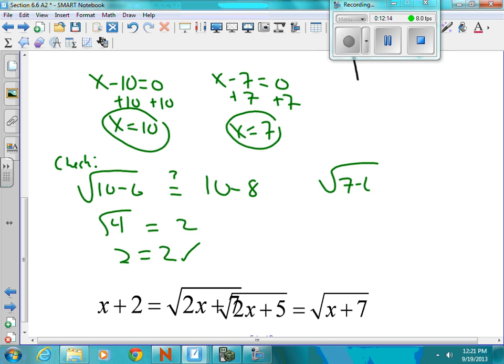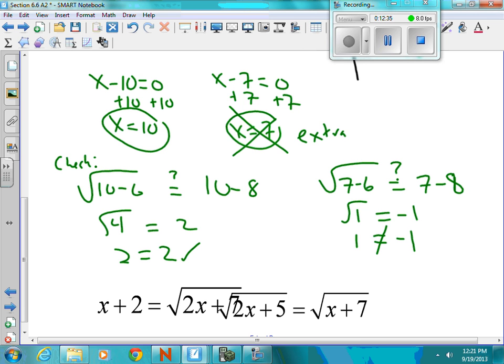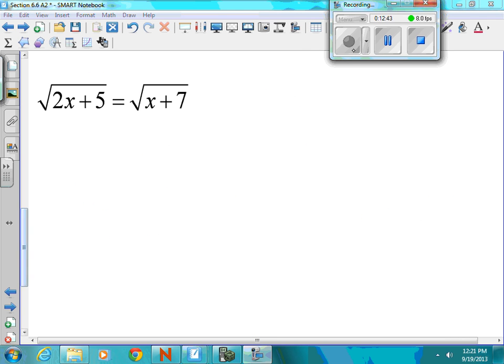How about 7? Square root of 7 minus 6. Does it equal 7 minus 8? 7 minus 6 is 1. 7 minus 8 is negative 1. The square root of 1 is 1. 1 does not equal negative 1. Therefore, 7 is extraneous. It appeared to be a solution, but when we plug it back in, it does not work in the equation. That's just an extraneous solution.